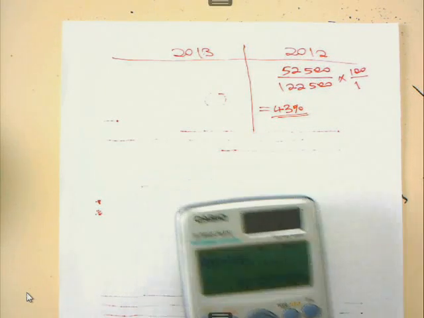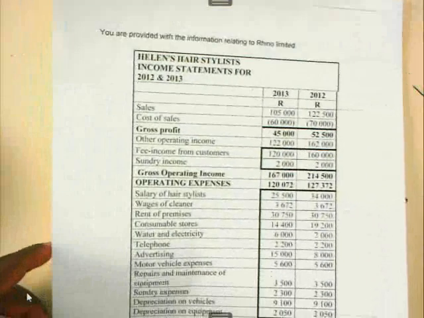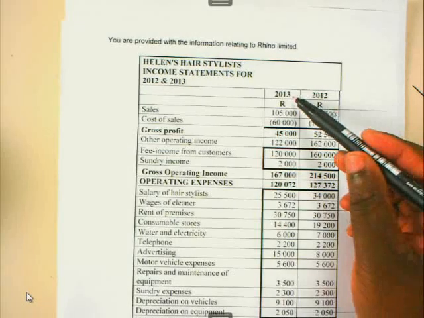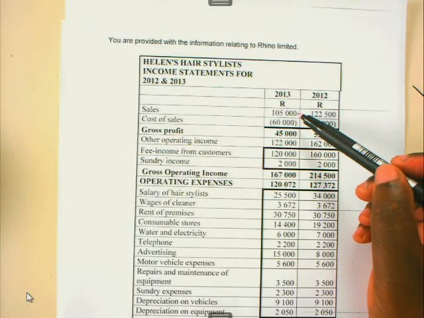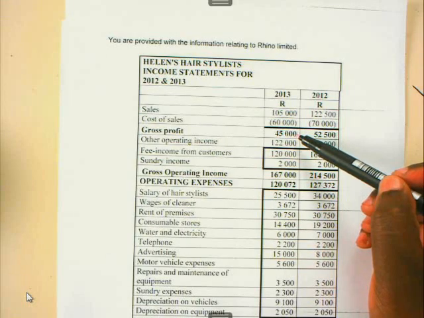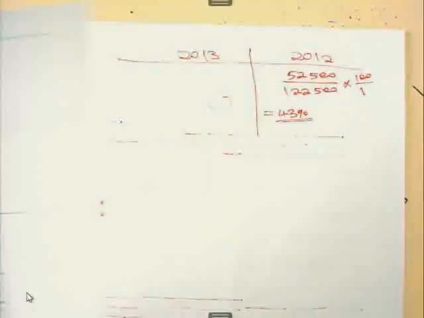Let us look at the 2013 information. We're still going to do the same. We are calculating. You are given the information for 2013 that your sales were calculated to be 105,000. So your gross profit was 45,000. Now let us take that into the formula.